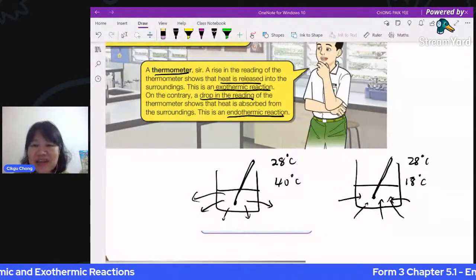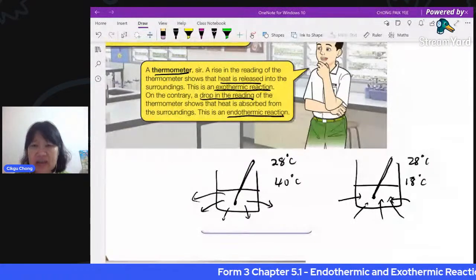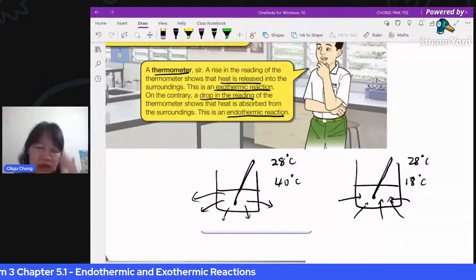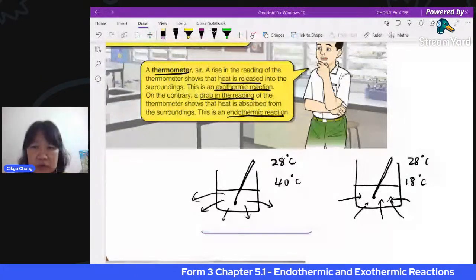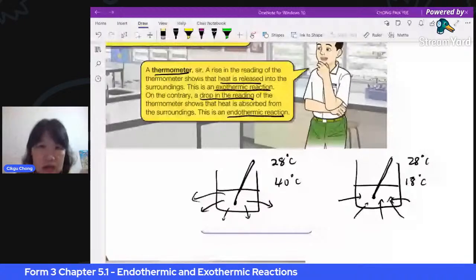If on the other hand your initial temperature is, say, 28, and after the reaction it goes lower, it is actually absorbing heat from the environment. The environment becomes colder. Absorbing heat is an endothermic reaction. That's the definition, the two things.